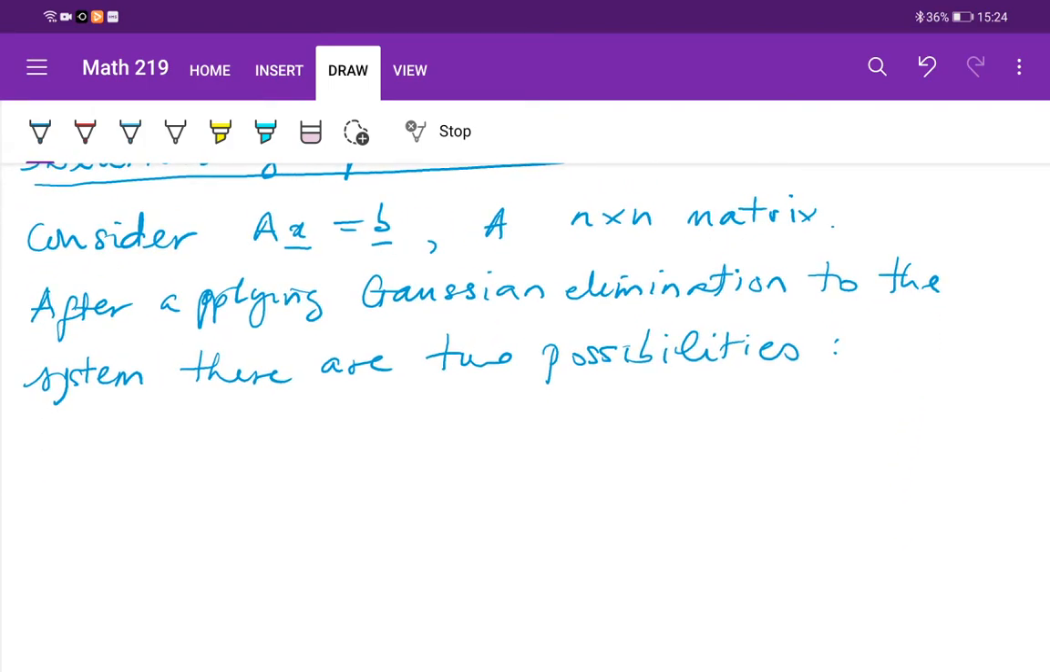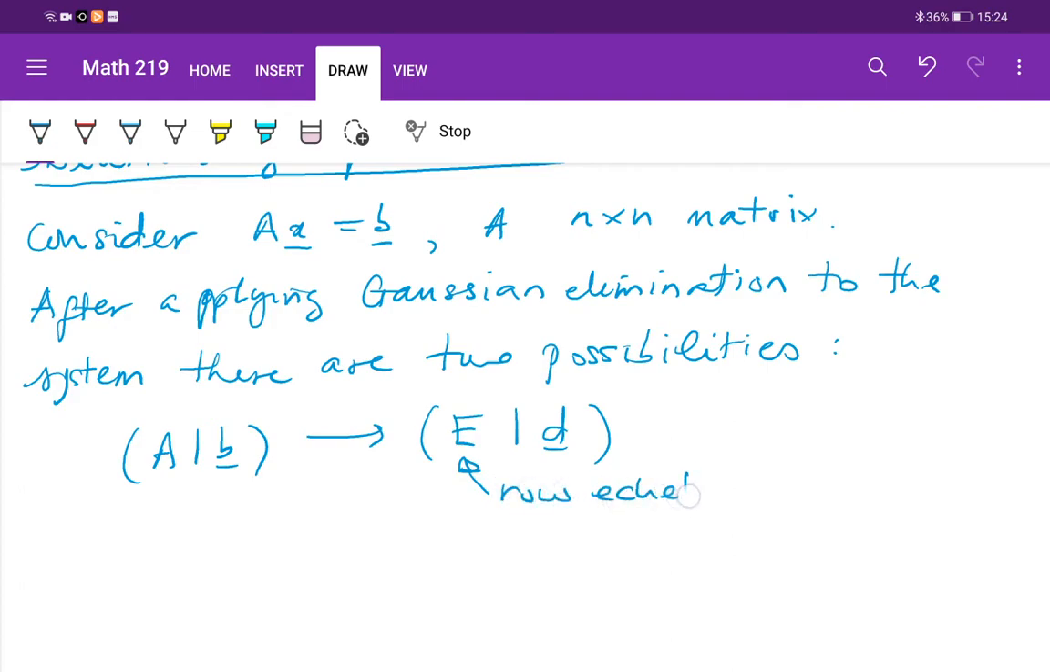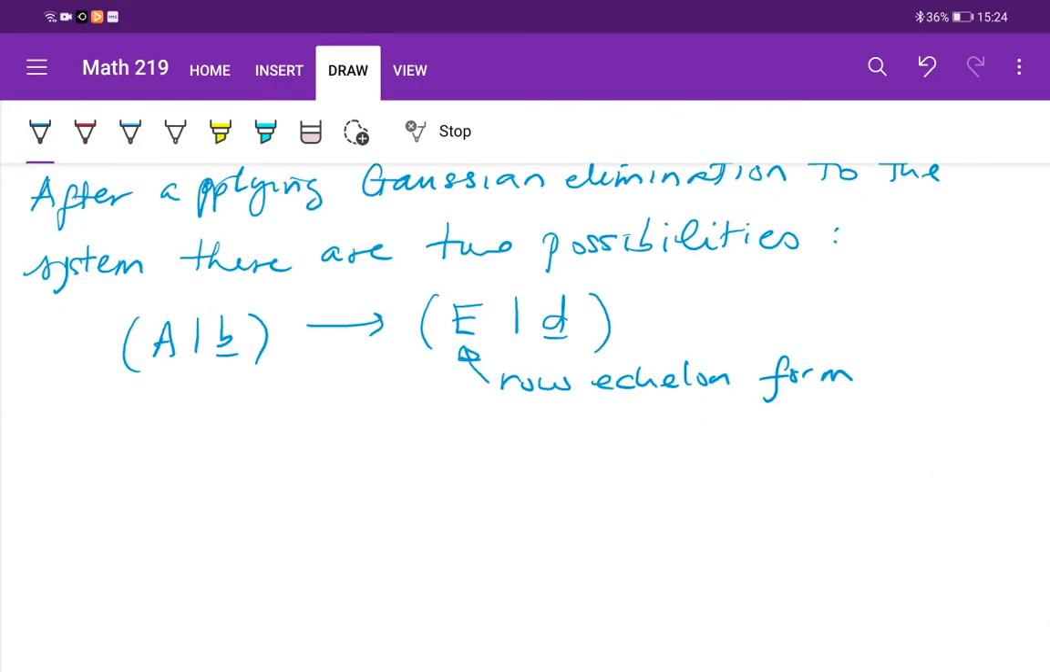So what are we doing? We start off with the augmented matrix (A | b), and we apply Gaussian elimination. It becomes (E | D), where E is in row echelon form. The first possibility is that E has a row of zeros.